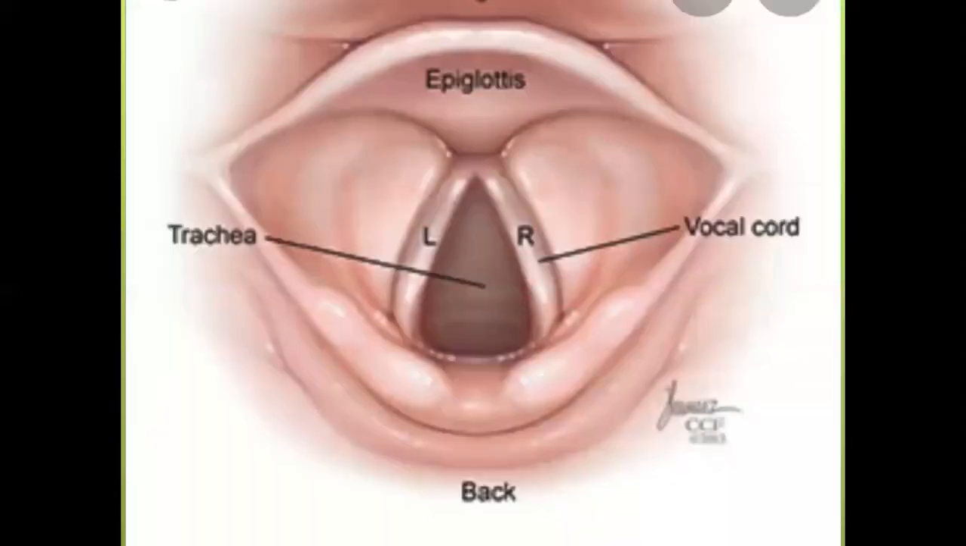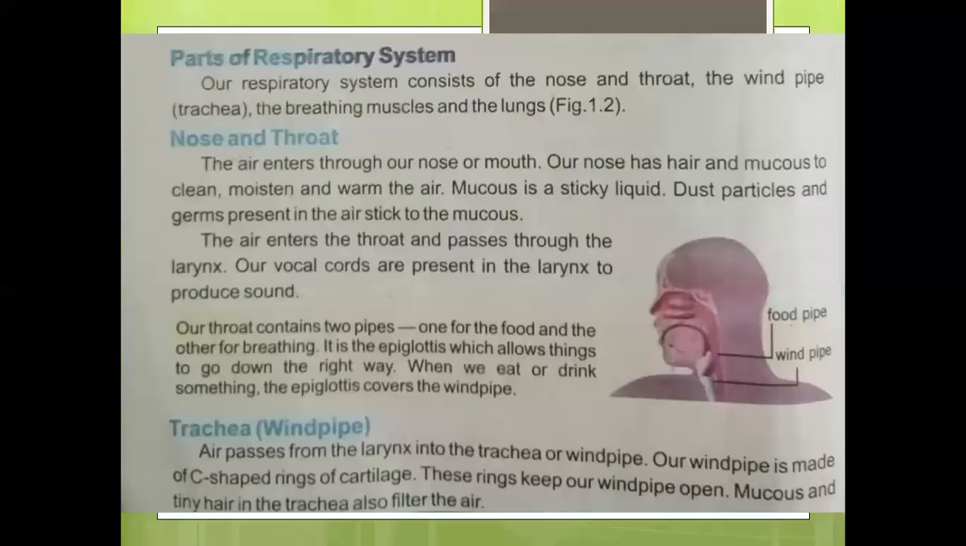You can see in this image that this hollow tube is called the trachea, and the trachea is surrounded by the left and right vocal cords, and at the top there is the epiglottis. The epiglottis closes the trachea when we are eating food. Our throat contains two pipes, one for food and the other for breathing. It is the epiglottis which allows things to go down the right way when we eat or drink something. The epiglottis covers the windpipe.